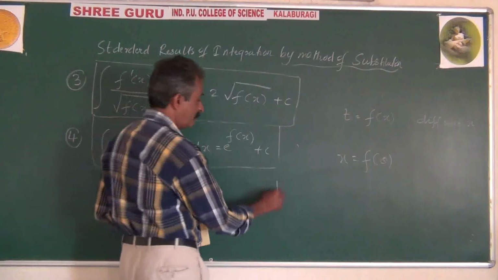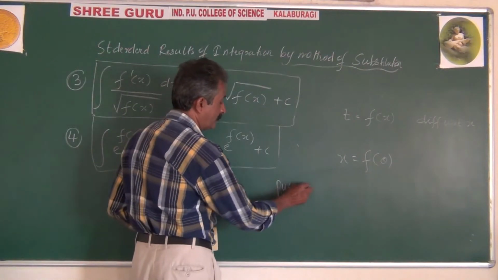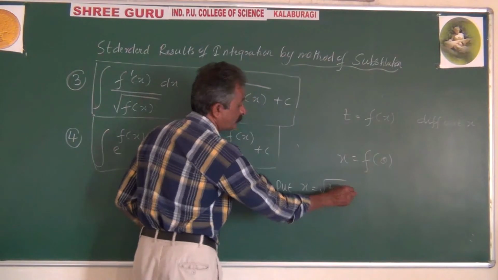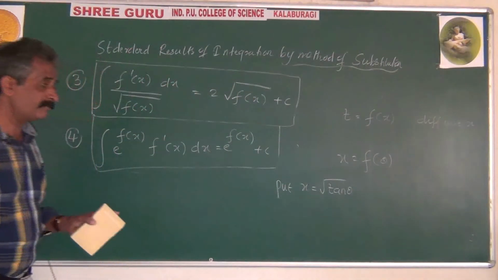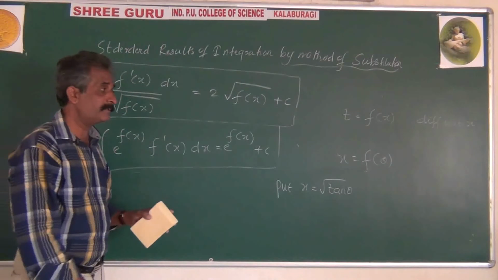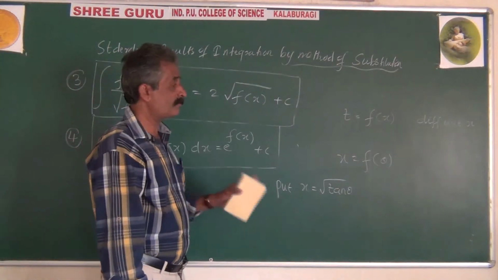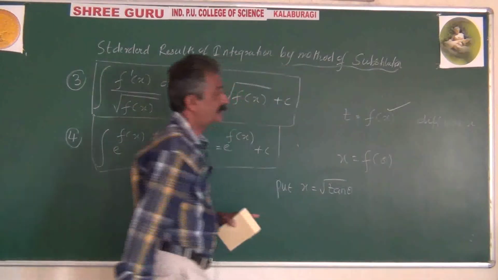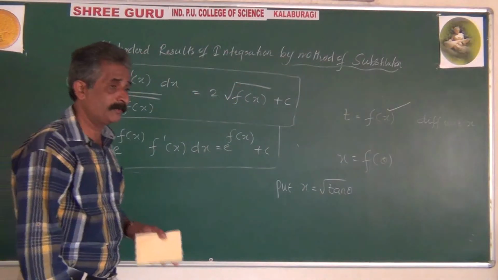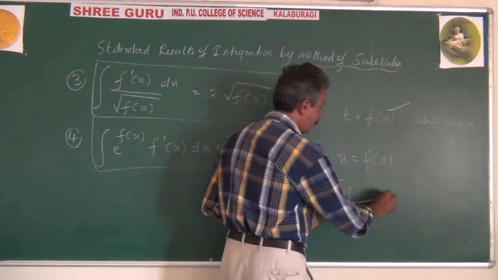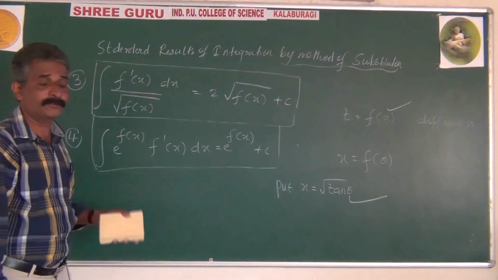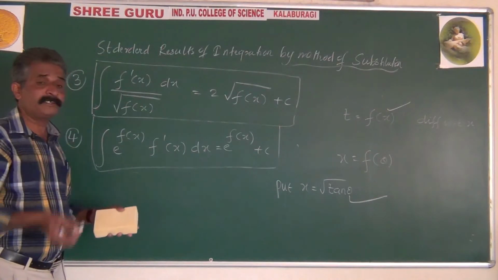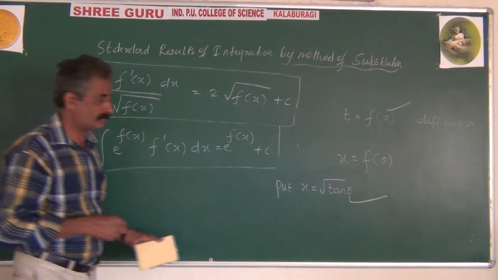For example, whenever you want to put x equal to root of tan theta, with this substitution, instead of differentiating with respect to x, better differentiate with respect to theta. So if the substitution expression is in terms of x, differentiate with respect to x. If it is in terms of theta, differentiate with respect to theta. If it is in terms of z, differentiate with respect to z, and so on.